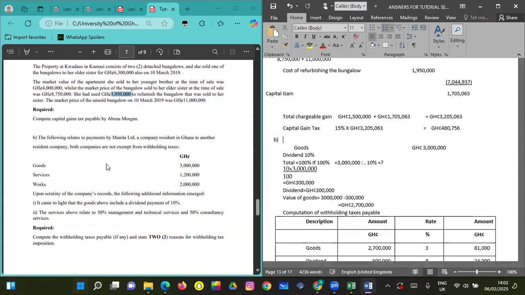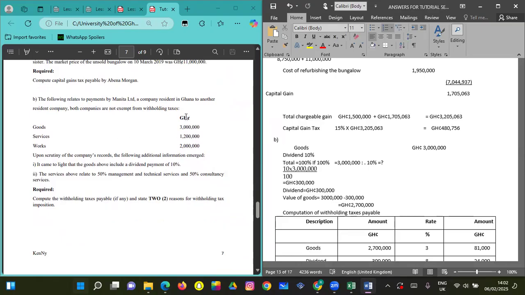So now let's look at B. B says the following are the details that they've computed. The following relates to payments by Manita Limited, a company resident in Ghana, to another company at the time as well. Both companies are not exempt from withholding tax, right? So we have to calculate the withholding tax. Goods are 3 million, services are 1.2 million, works are 2 million.